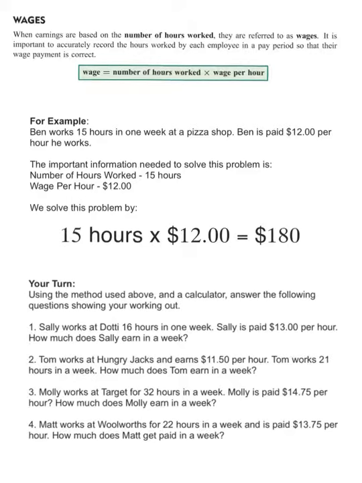For the assignment that we're about to start on the pizza shop, we have to learn about two types of ways that we get paid. The first one that we're going to be looking at is wages. When earnings are based on the number of hours we work in a week, that is your wage. It is important to accurately record hours worked by each employee in a pay period so that their wage payment is correct. Now, wages are different to a salary.